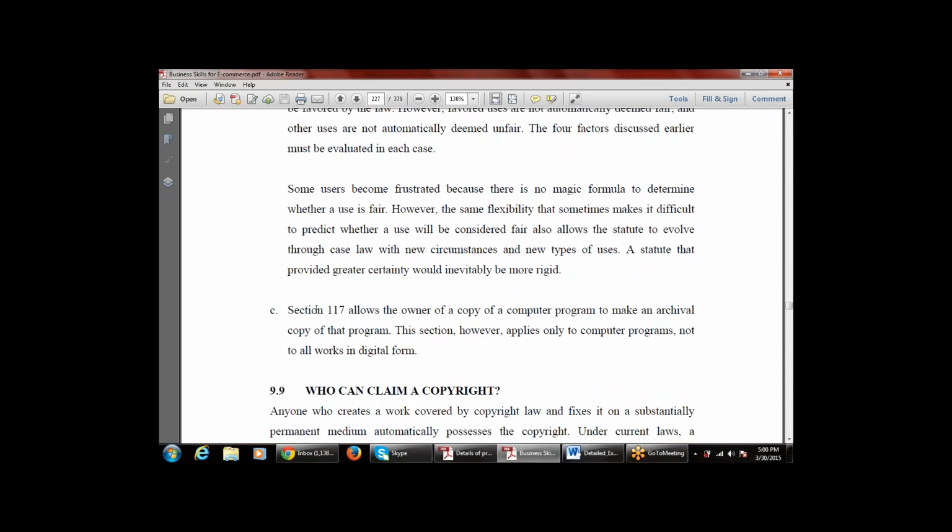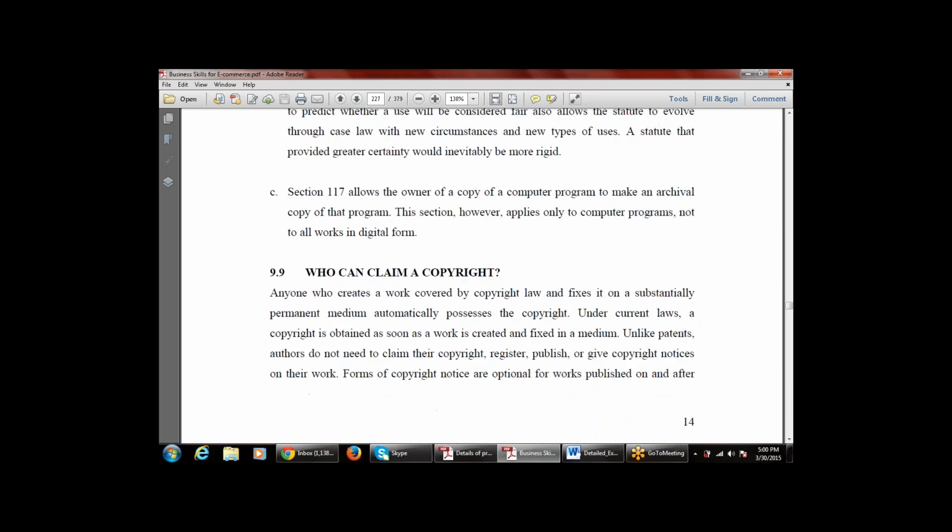Then the next limitation, or the next exception, is section 117, which allows the owner of a copy of a computer program to make an archival copy of that program. So for making the archival copy of a program, who is applicable? The owner of the copy of the program.